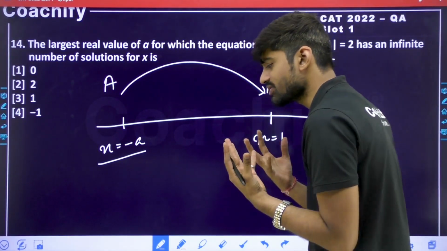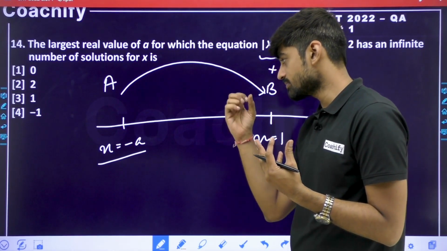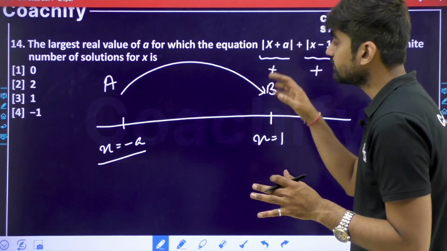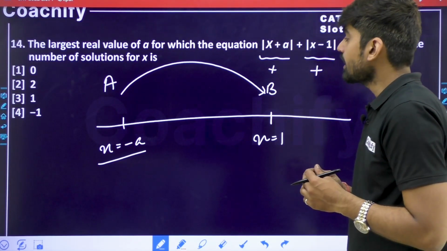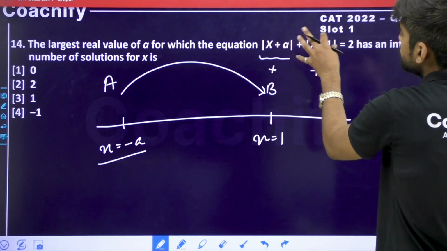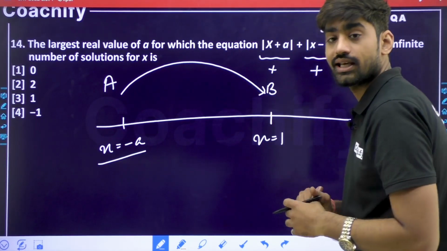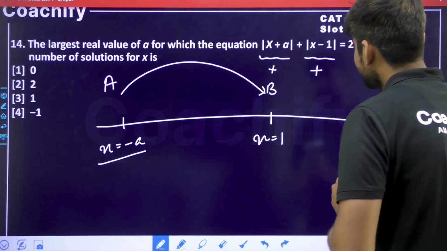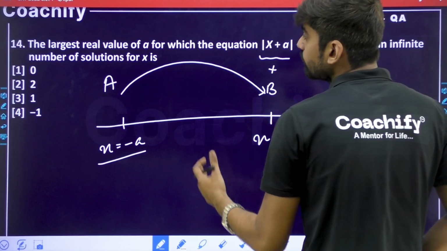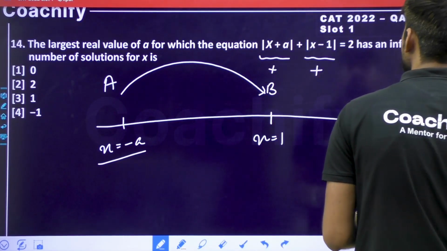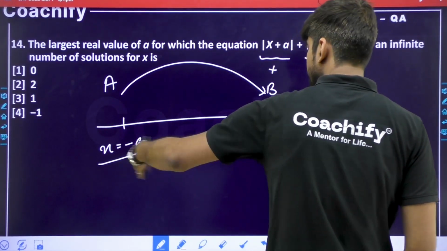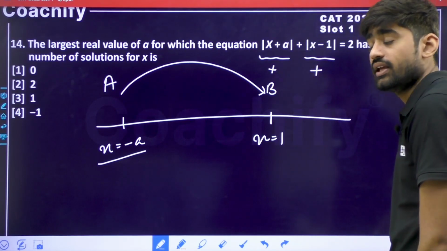Why am I taking this distance theory? This method is called Friend's method. As I said, mod is always going to give me positive output and distance is always positive. So the sum of these two distances traveled should be equal to 2 in this particular case. Now, the question says that the sum of this distance should be equal to 2, and I have to find the largest value of A for which I have an infinite number of solutions. That means my x can lie anywhere.